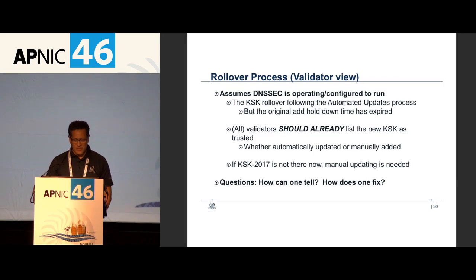So we assume that DNSSEC is operating and configured to run the KSK rollover following the automated updates process. All the validators should already list the new KSK as trusted, and if the KSK 2017 is not there now, as we say, manual updating is needed. And how can one tell, or how does one fix this?